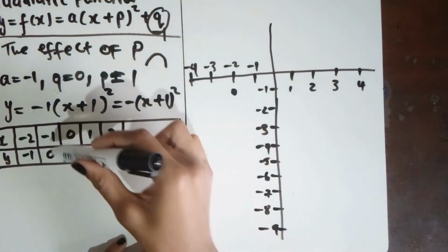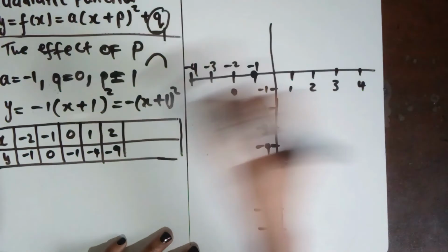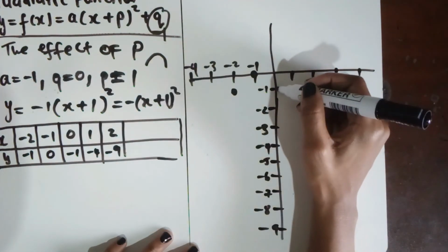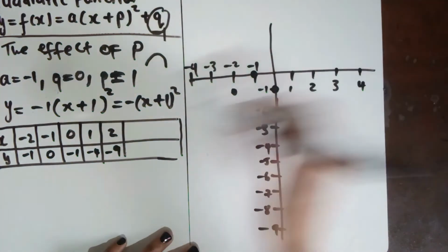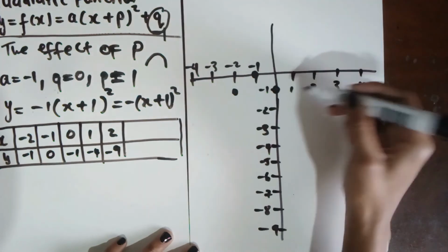And then x is equal to negative 1. If x is equal to negative 1, y is 0. So this point is over there. And then when x is 0, y equals negative 1. So that point is over here. When x is 1, y equals negative 4.